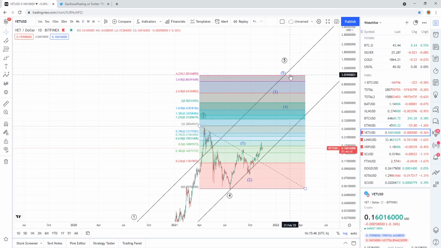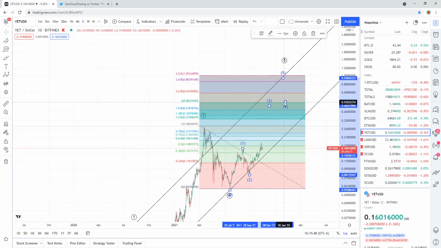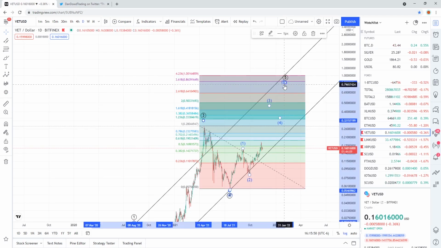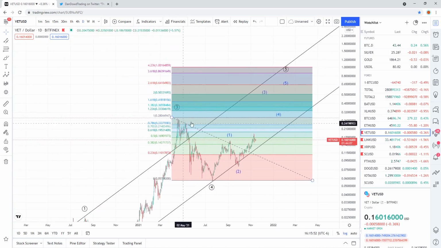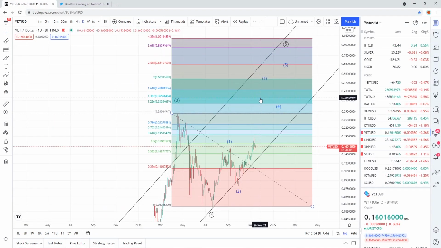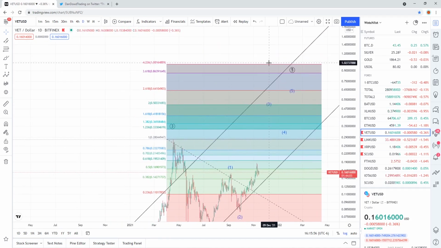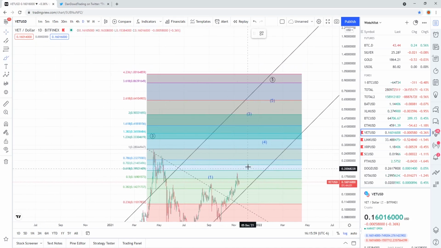Now if it doesn't reach that upper trend line and that 4.236, then we may see lower targets, and I think at the very minimum we will see around 35 cents. If it doesn't get up there, these are going to be the next resistance levels that it needs to pass to get up to there.